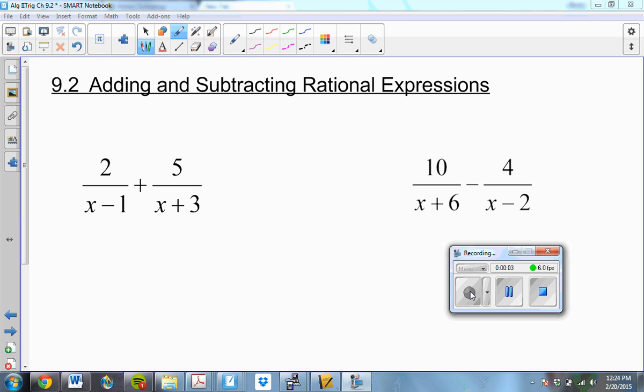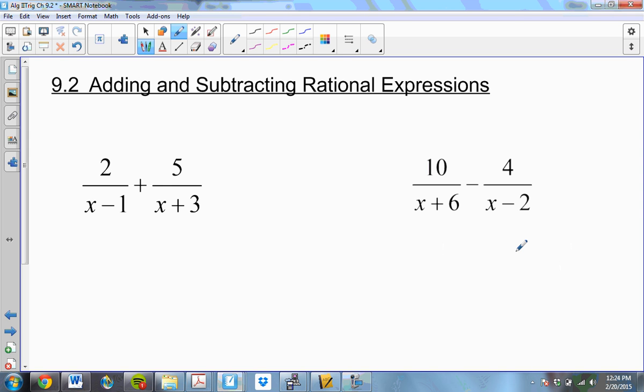9.2 is adding and subtracting rational expressions. 9.1 was multiplying and dividing. People don't like chapter 9 because you take all the fraction stuff you used to do and then start throwing variables and binomials and trinomials into it. But just think about your basic fraction things.